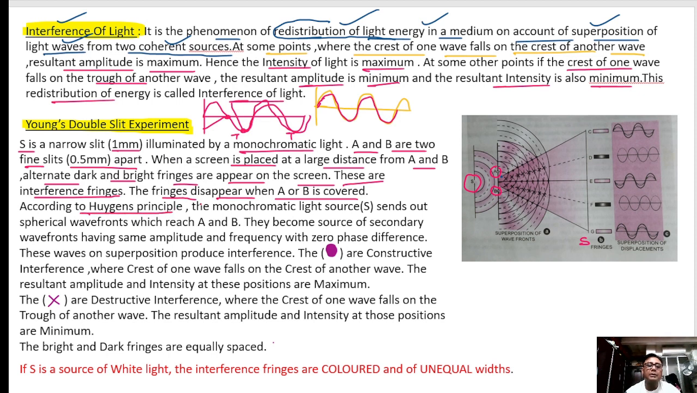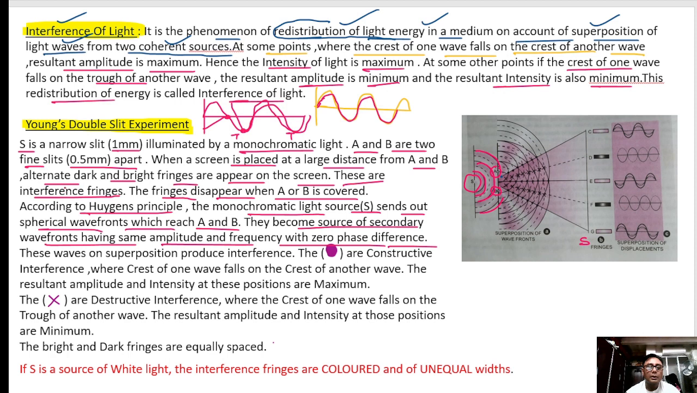According to Huygens' principle, the monochromatic light source S sends out spherical wavefronts which reach A. So see, these are the spherical wavefronts which are reaching A and B. Clear? They become sources of secondary wavefronts having the same amplitude and frequency with zero phase difference. That means from here new waves come out. So these are called secondary wavelets, which have zero phase difference between them.